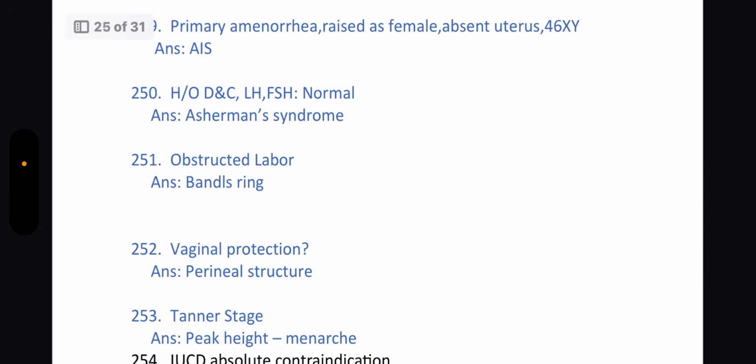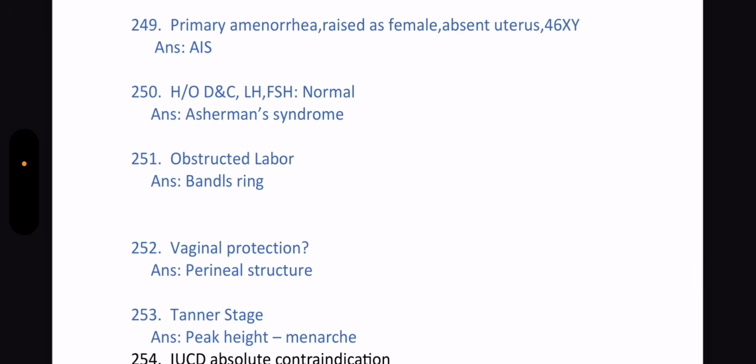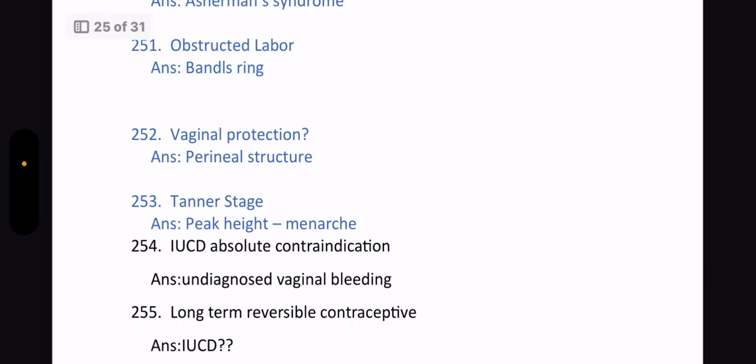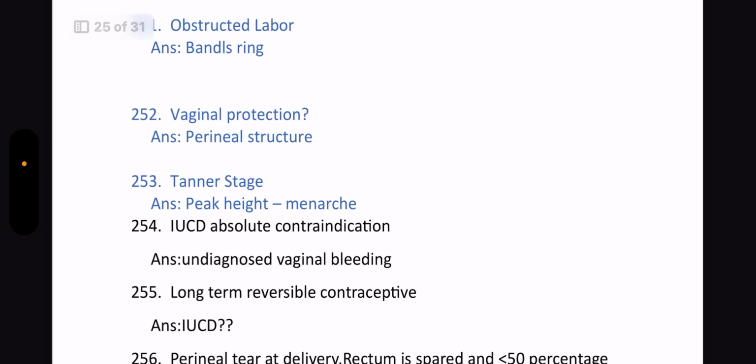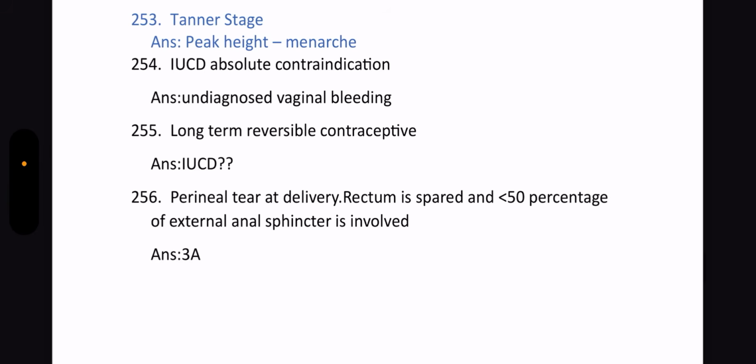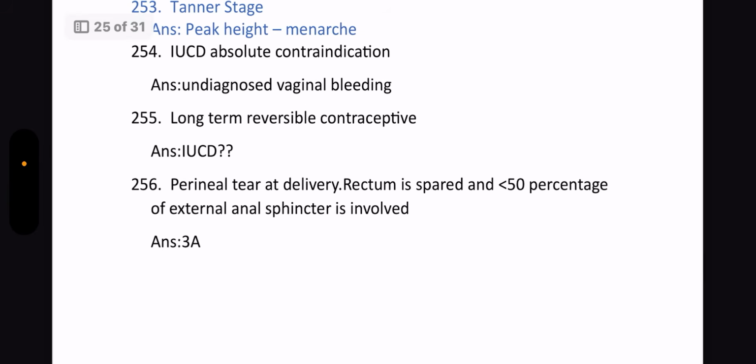Next is about the Bishop's score: station minus 2, 50% effaced, 2 cm dilated, soft and mid-position. Answer is 7. Next, primary amenorrhea, raised as a female, absent uterus, 46XY. Answer is AIS. Next, history of D&C and LH and FSH is normal. Answer is Asherman syndrome. Next is the case of obstructed labor. Answer is Bandl's ring. Next, vaginal protection is by perineal structure. Tanner stage. Answer is peak height and menarche.